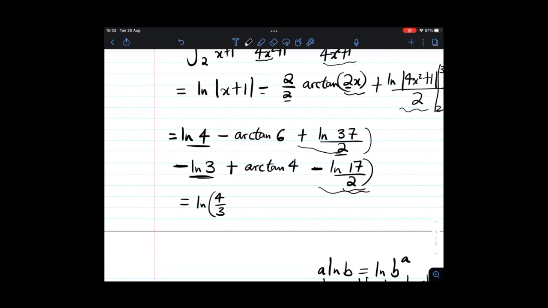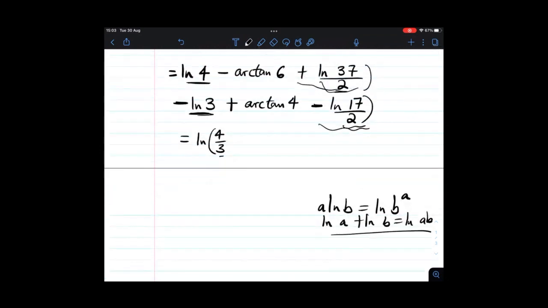So we've got 4/3 as our first, and then if we multiply by this, using this rule, we have the square root of 37, right? And then if we subtract this expression, we get square root of 17. So we have that. And then we've got minus the arctan of 6 plus the arctan of 4. And that will be our definite integral there. And that will be our answer. And that is it for this video.